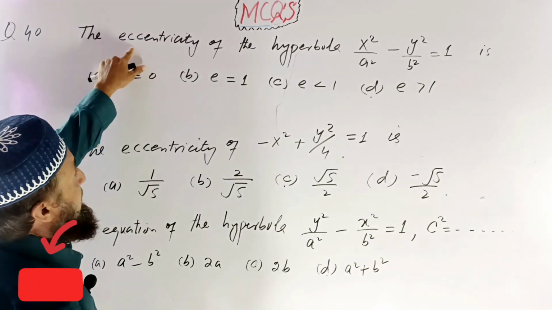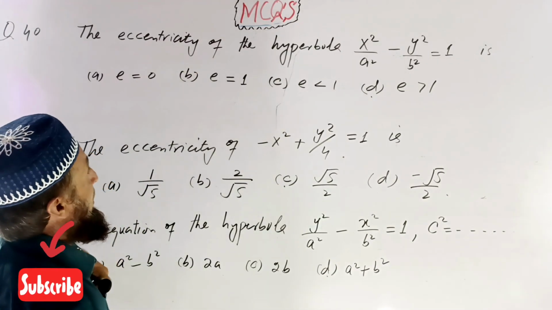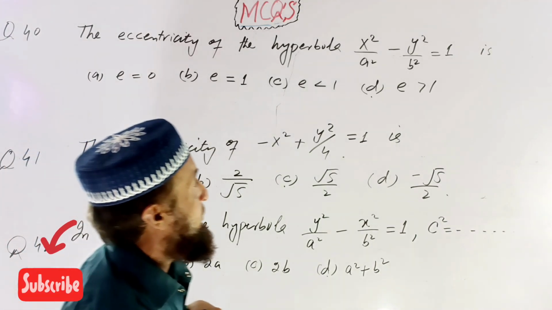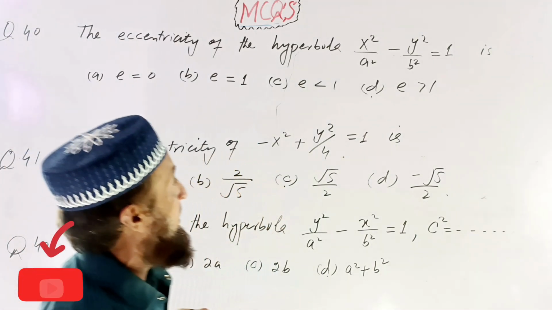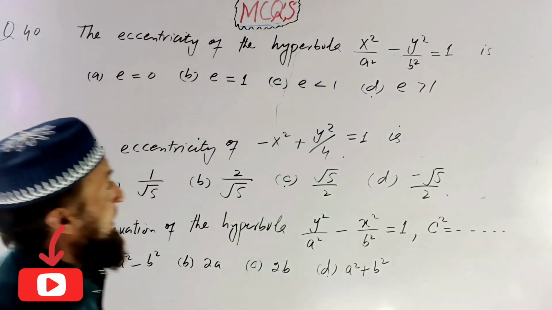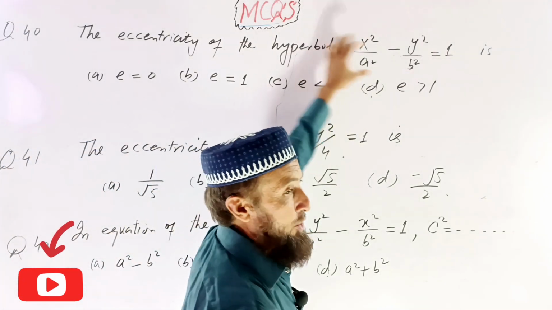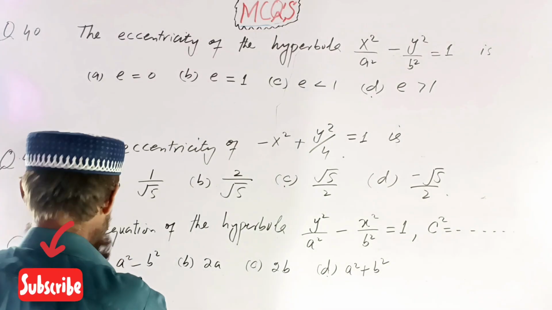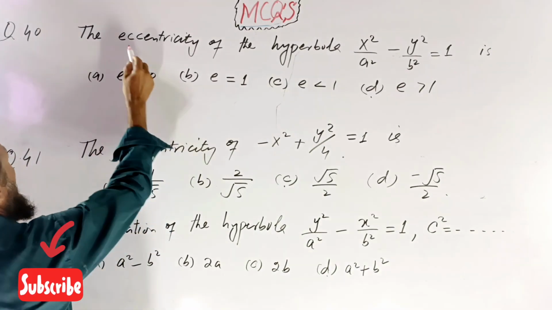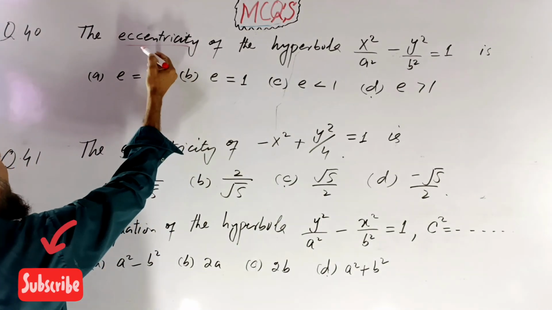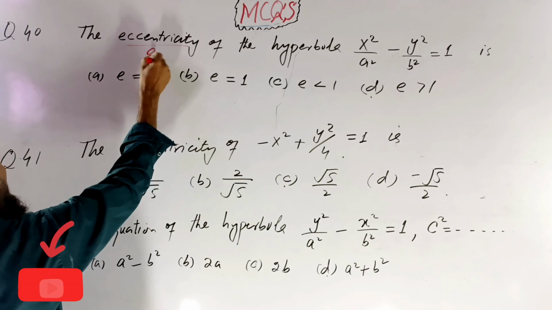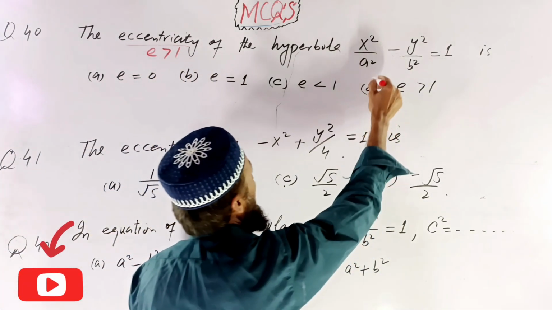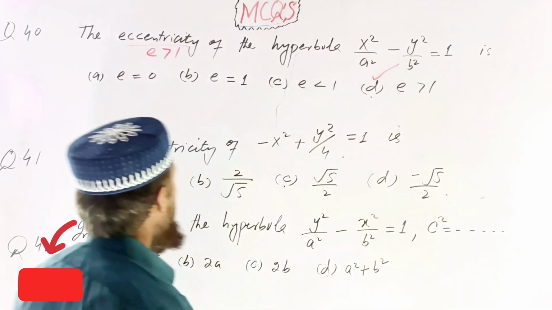The eccentricity of the hyperbola: the equation is given as x square divided by a square minus y square divided by b square is equal to 1. That means the hyperbola is along the transverse axis, so eccentricity is required. Eccentricity is denoted by e. e must be greater than 1. So here option D is the correct option.